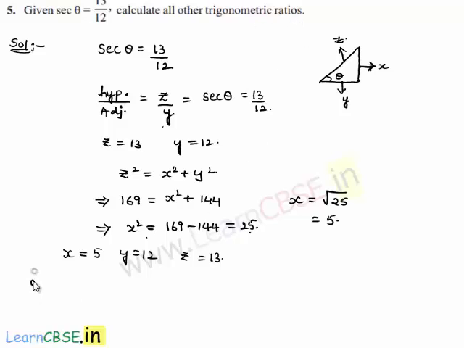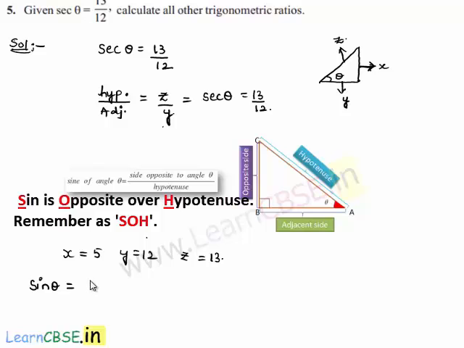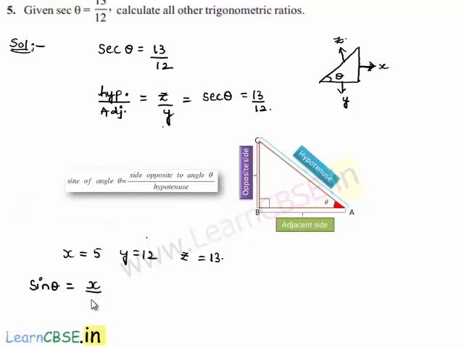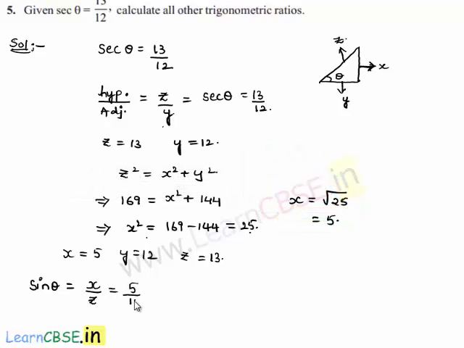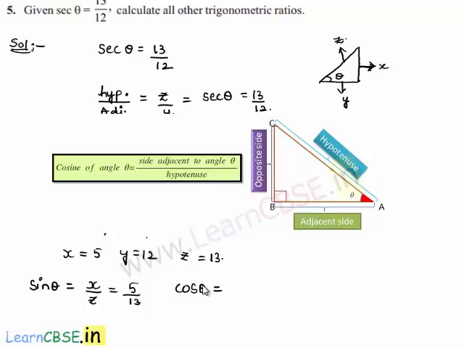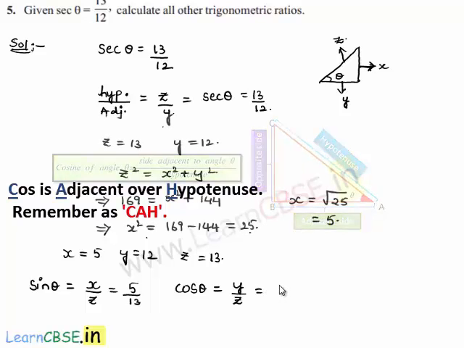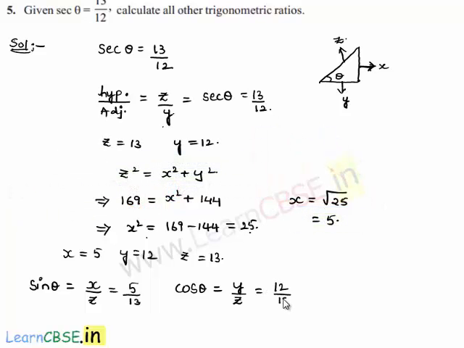First of all, coming to the trigonometric ratio sine theta, we know that sine of an angle is equal to opposite side by hypotenuse. Here the opposite side is x and the hypotenuse is z, which is equal to x is 5 and z is 13. And cos theta, we know that cos of an angle is nothing but its adjacent side by hypotenuse. Here the adjacent side is y and the hypotenuse is z, which is equal to y is 12 and z is 13.